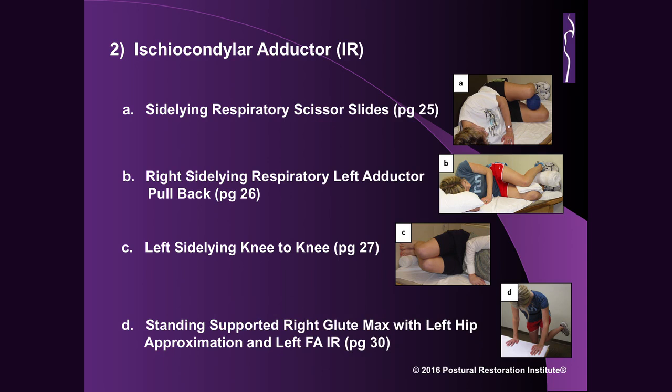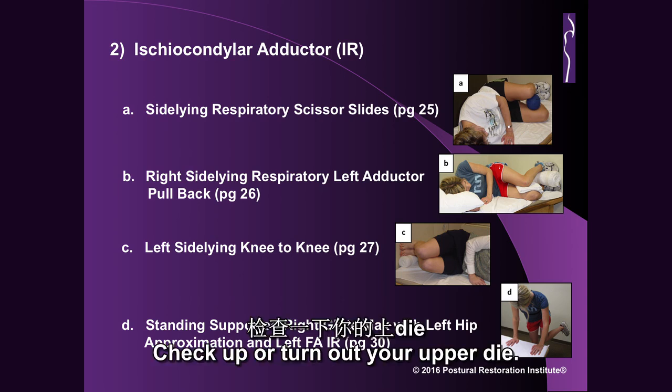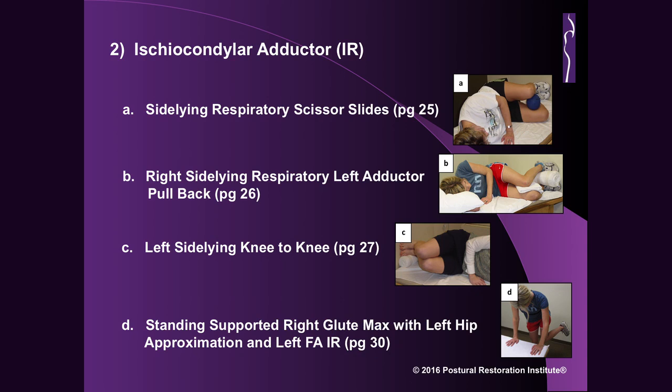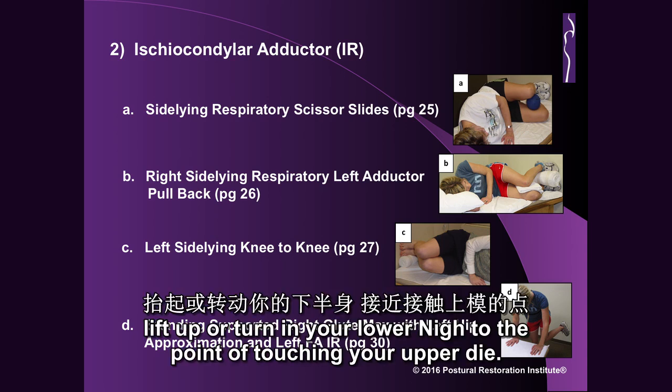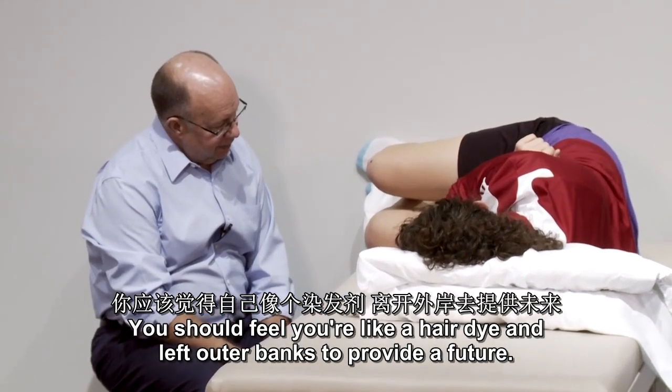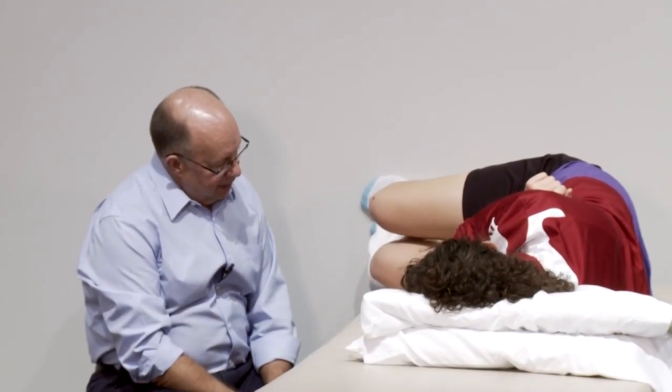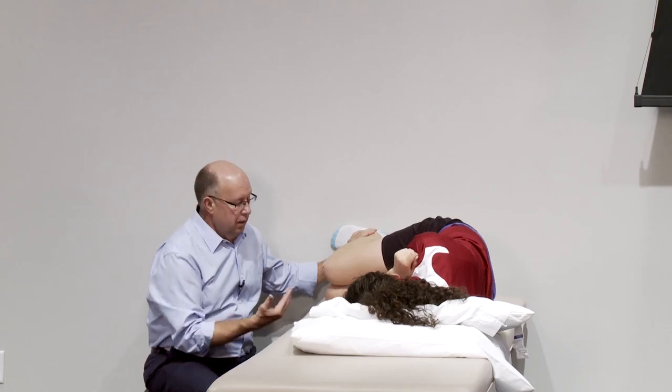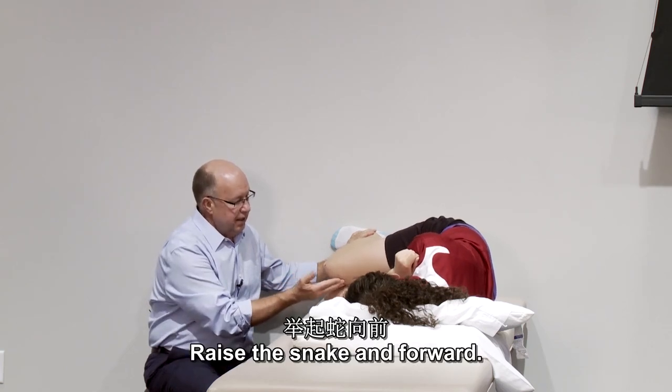Check. Push your bottom foot into the wall. Check. Lift up or turn out your upper thigh. Check. Then lift up or turn in your lower thigh to the point of touching your upper thigh. You should feel your left inner thigh and left outer hip or buttock engage. And she's trying. Raise this knee, come forward.